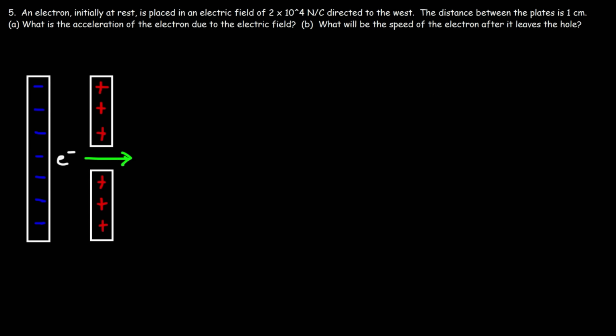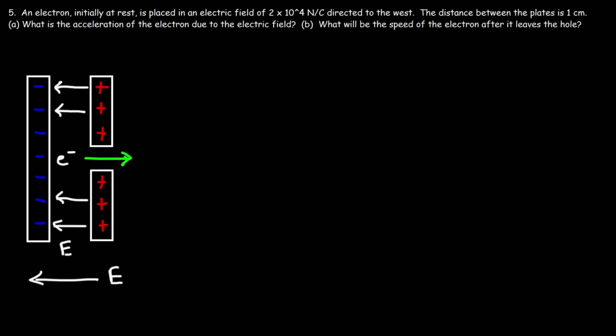Number 5. An electron initially at rest is placed in an electric field of 2 times 10 to the 4 newtons per coulomb directed to the west. The distance between the plates is 1 centimeter. What is the acceleration of the electron due to the electric field? So the electric field will emanate away from the positive charge and will point towards the negative charge. So as we can see, the electric field is directed west.